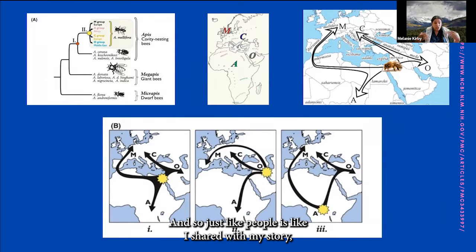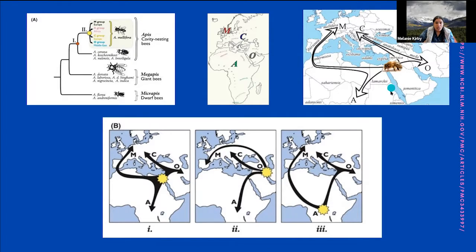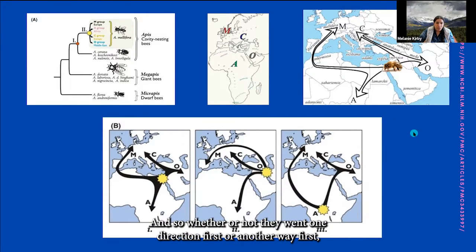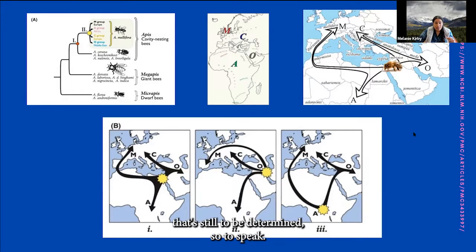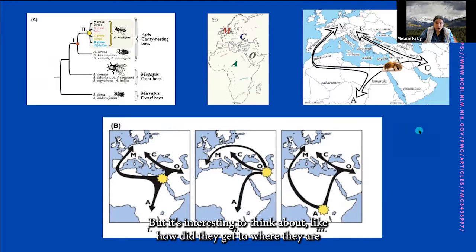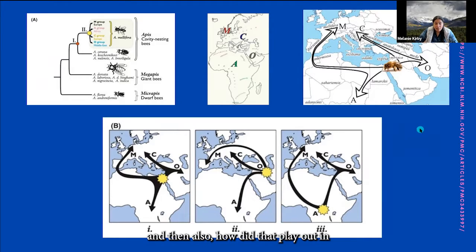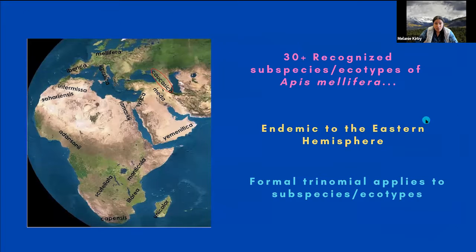And so just like people, as I shared with my story, they migrated, they moved, they followed resources, right? Whether they went one direction first or another way first is still to be determined, so to speak. But it's interesting to think about how did they get to where they are? And then also, how did that play out in all the different kinds of bees that we see?